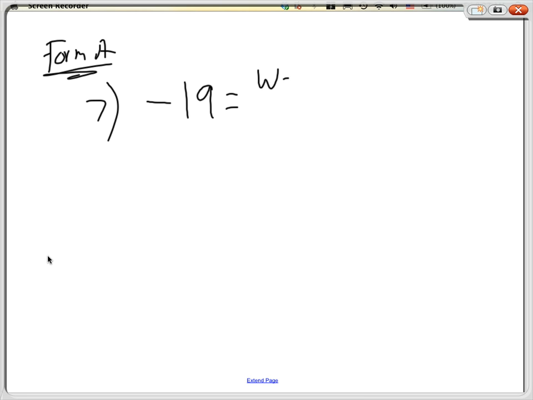Okay, so continue with Form A here. Part 2 of this. I'm going to start with number 7. Number 7 looks like this. You have negative 19 equals W minus 27 over 4.